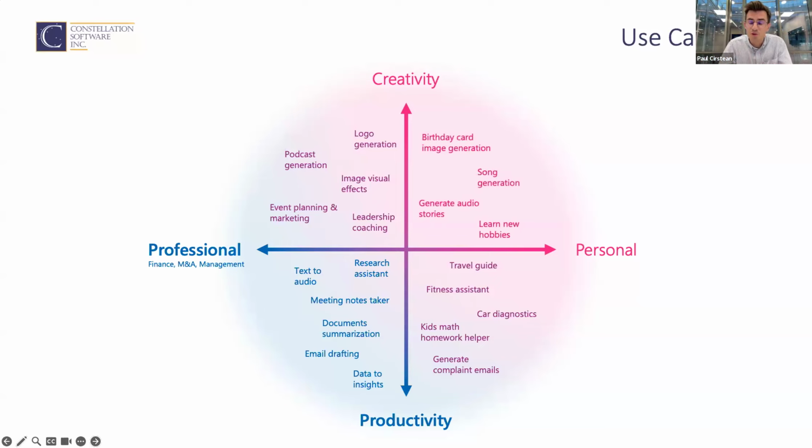And looking at the personal and creativity side of things, again, birthday card image generation, song generation, as Scott showed, you can generate audio stories, and you can even use it to learn new hobbies. You can prompt it to say, hey, I want to learn this and I have this much time. Can you recommend some steps or some resources?